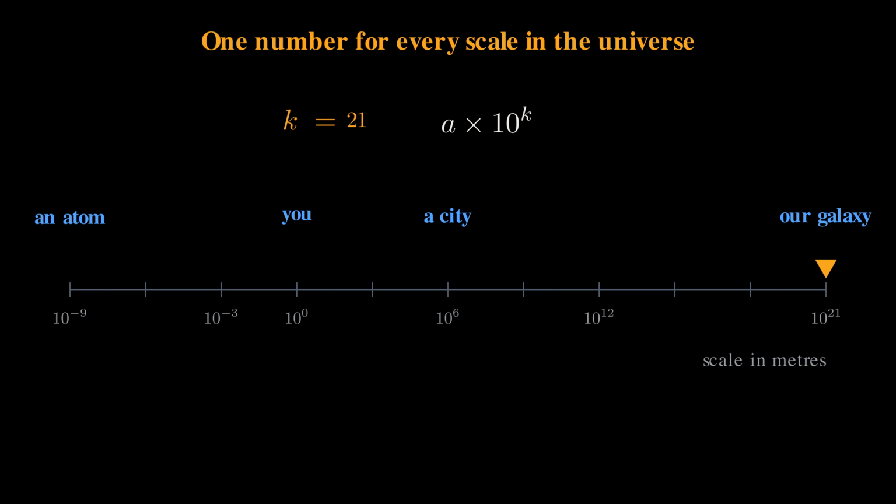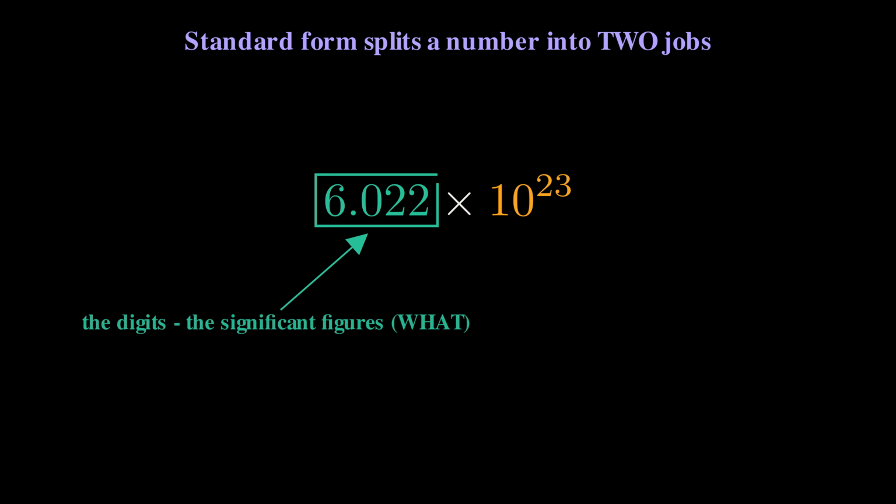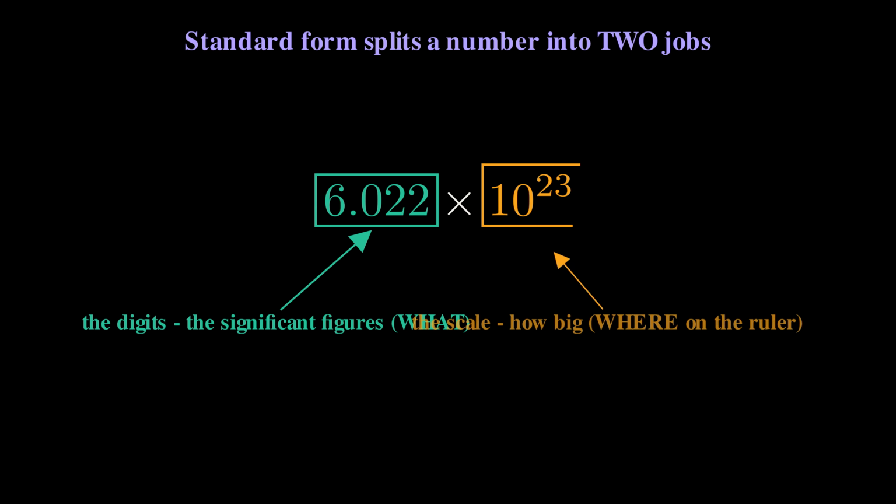Let's make it precise. Here's a second way to see it that makes everything click. Standard form takes any number and hands 2 separate jobs to 2 separate pieces. The a, here 6.022, carries the digits, the precision, the significant figures. It says what the number is. The power of 10 carries the scale. It says how big, or where, the number sits on that ruler we just drew.